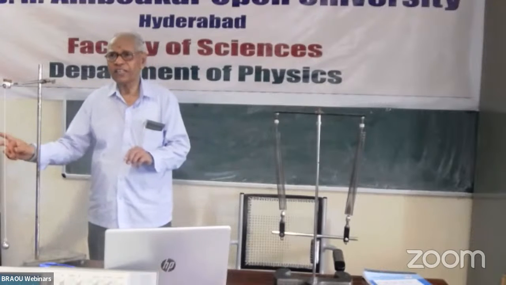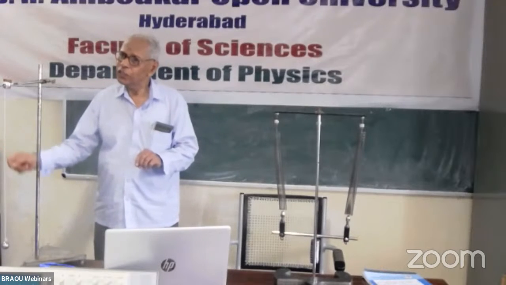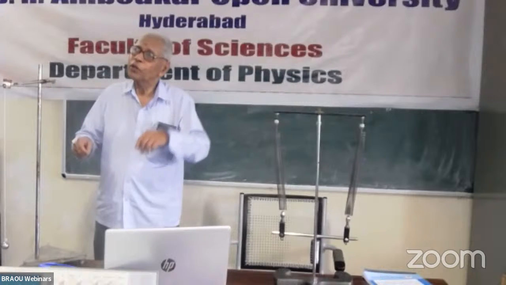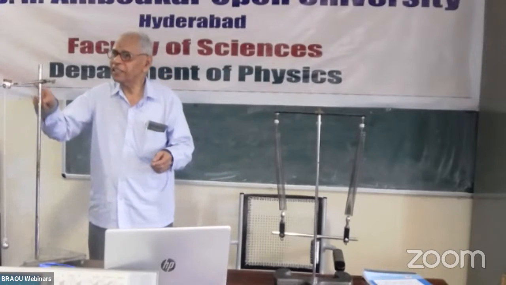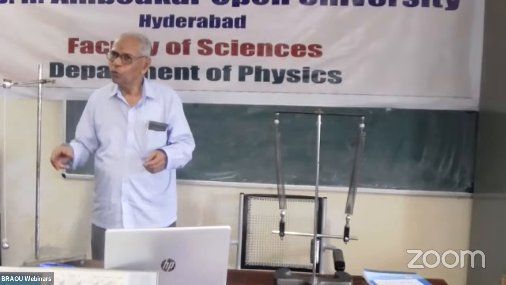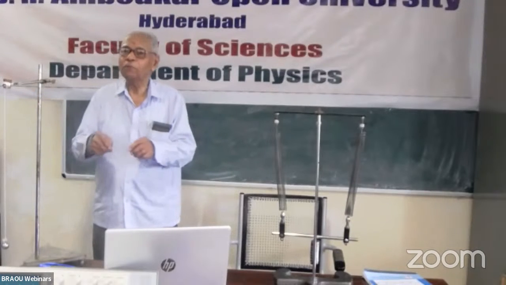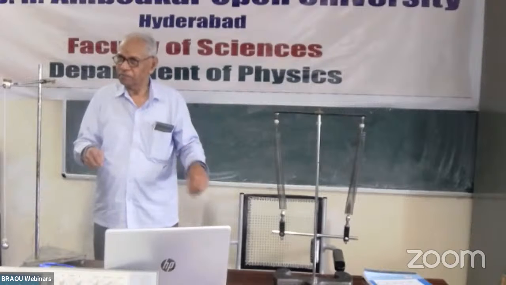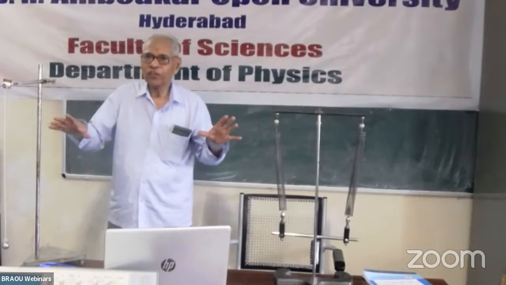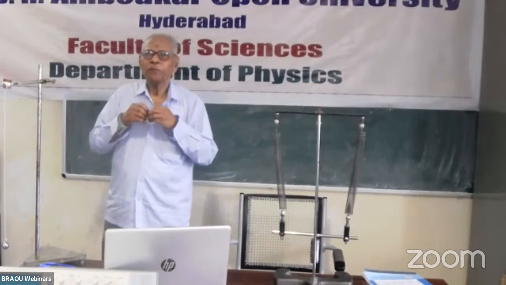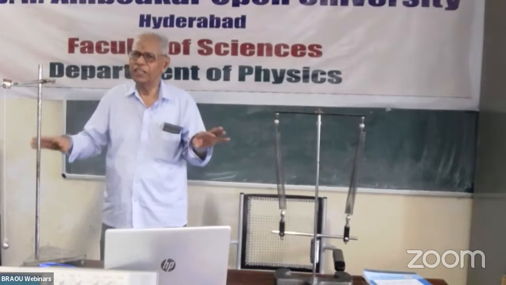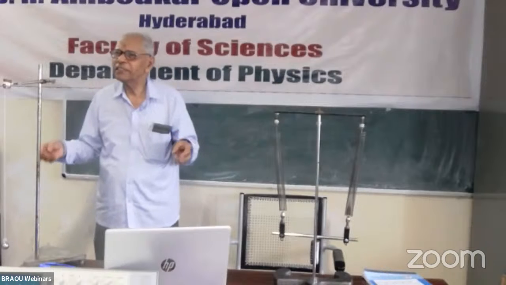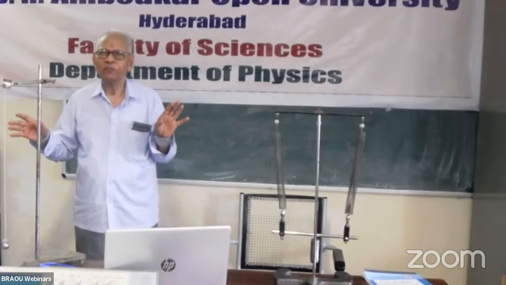The path difference can be 0 to 2 pi. 0 means exactly overlapping. 2 pi means after this wave completes, that wave is starting. Are you able to follow? So the moment you say a wave, imagine a sine wave for convenience. It need not be a sine wave. It can be any wave.